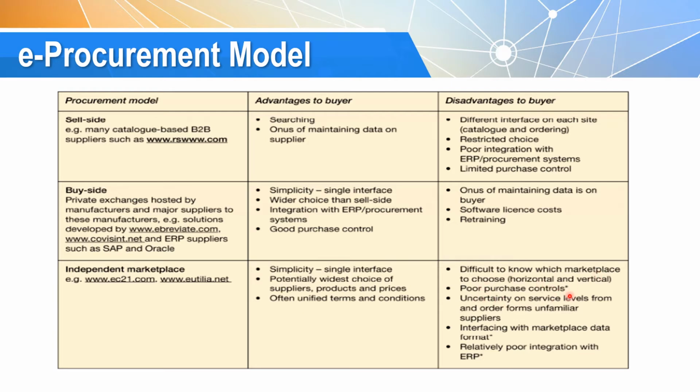Poor purchase control. Yes, you do not know who is your supplier. Kenapa poor purchase control? Sebab kita tak tahu siapa supplier kita. Okay. And then uncertainty on service level from an order form and unfamiliar suppliers. Interfacing with marketplace data format, and relatively poor integration with ERP, enterprise resource planning. Integrate lah orang punya sistem.